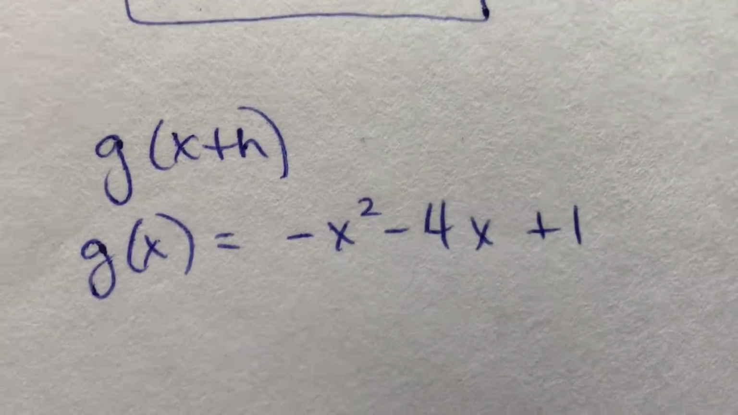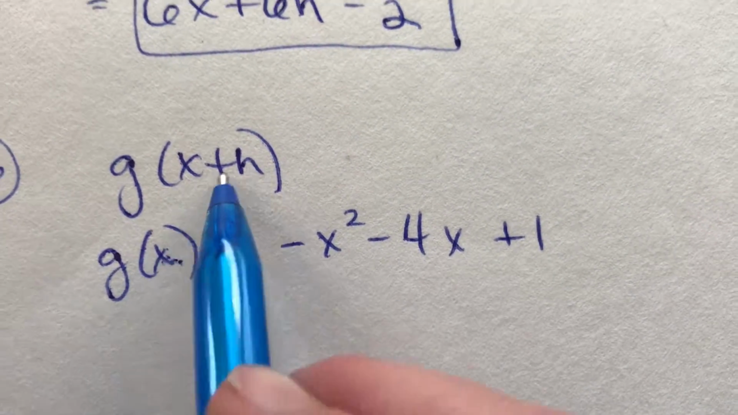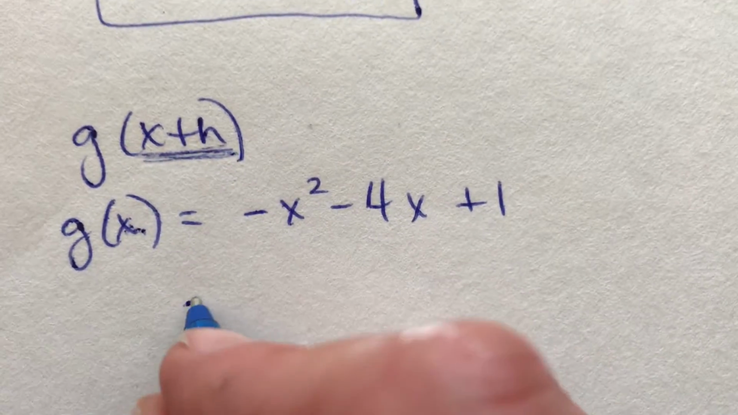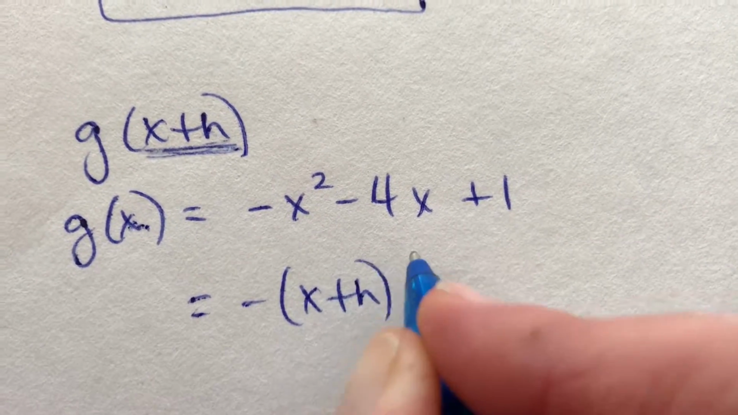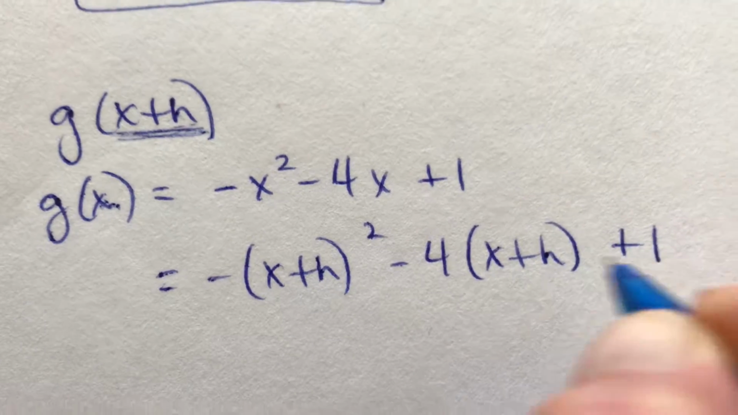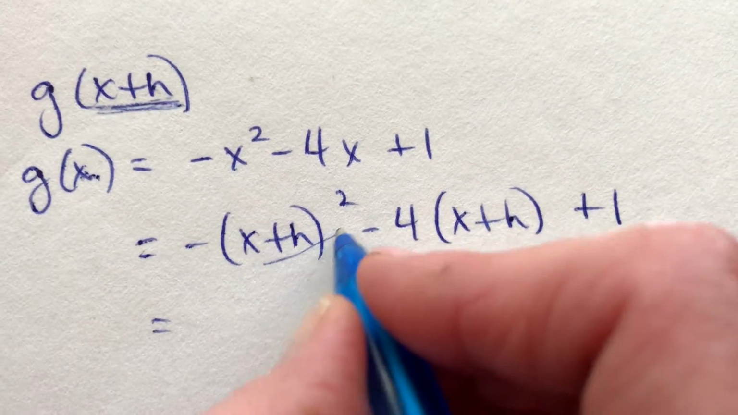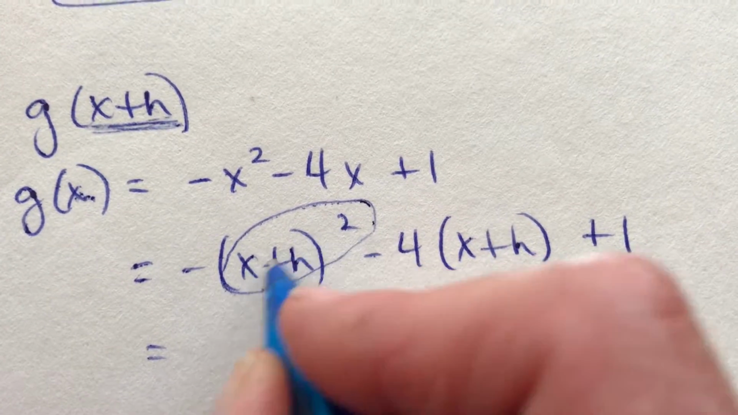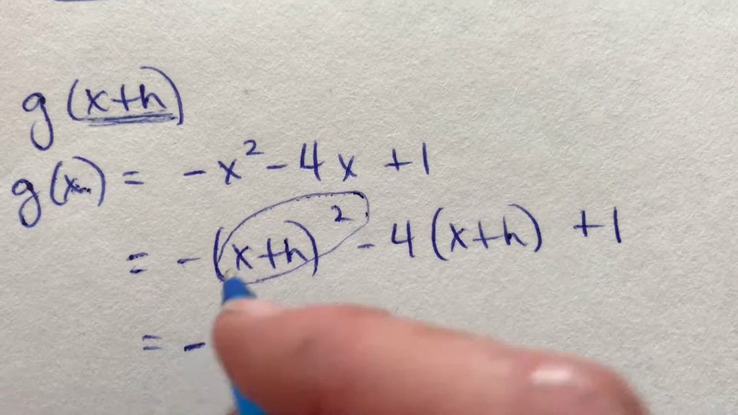You're still doing this the same way. Everywhere you see an x, I'm going to plug in x plus h. So I'm going to have negative x plus h squared minus 4 times x plus h plus 1. Okay, remember we're going to do exponents first. So I need to square this. I'm going to put that negative out front so I don't forget.